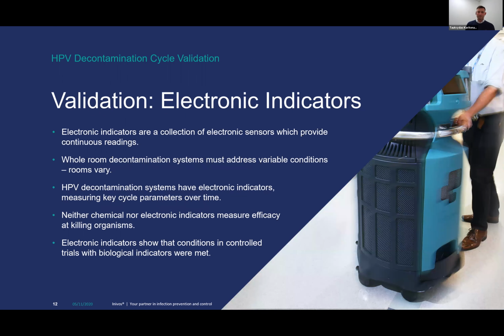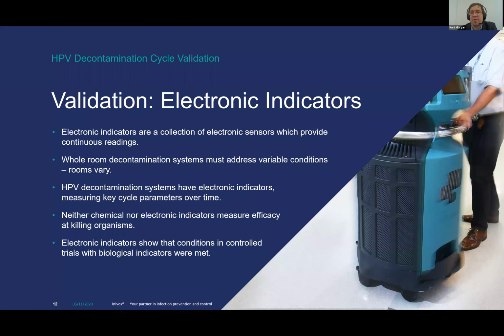So, thanks, Tautvydas. Electronic indicators is a term that we're starting to use in the industry to describe the best practice control of HPV systems, as Tautvydas was describing earlier. Electronic indicators use continuous readings from a collection of electronic sensors to validate that a cycle was effective.